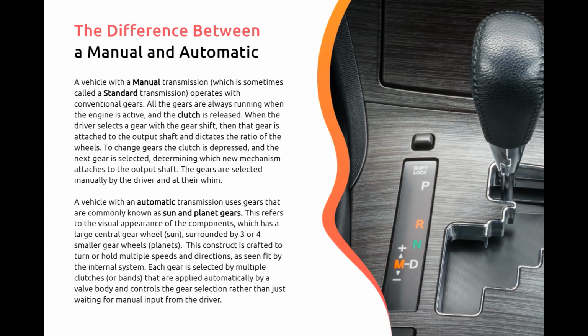A vehicle with an automatic transmission uses gears that are commonly known as sun and planet gears. This refers to the visual appearance of the components, which has a large central gear wheel, the sun, surrounded by 3 or 4 smaller gear wheels, the planets. This construct is crafted to turn or hold multiple speeds and directions, as seen fit by the internal system. Each gear is selected by multiple clutches, or bands, that are applied automatically by a valve body that controls the gear selection, rather than just waiting for manual input from the driver.